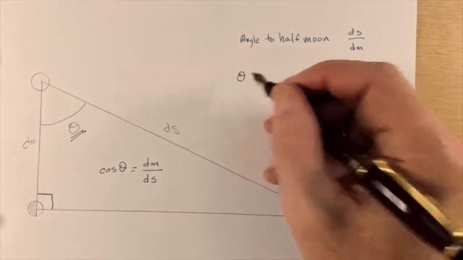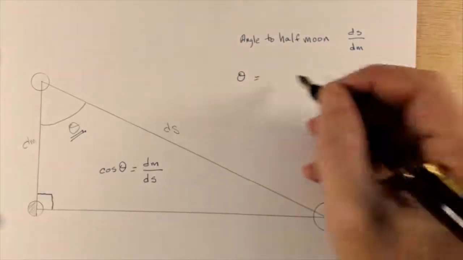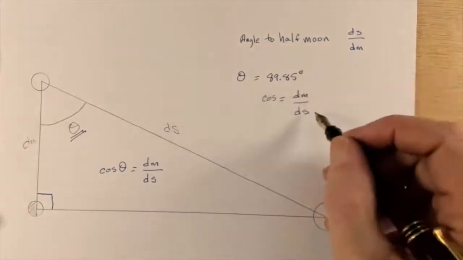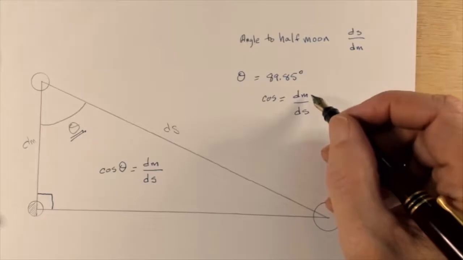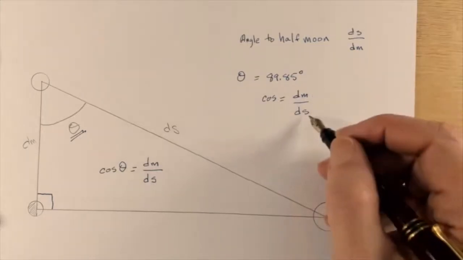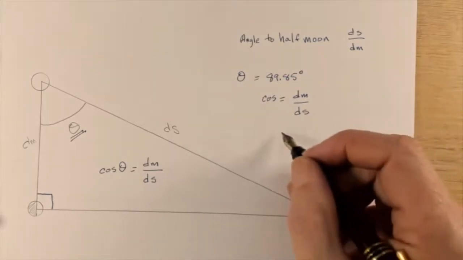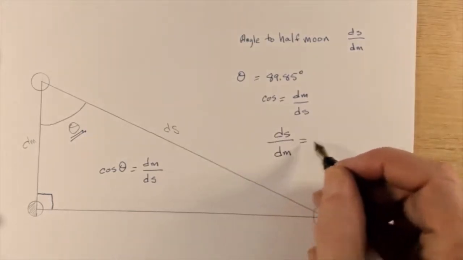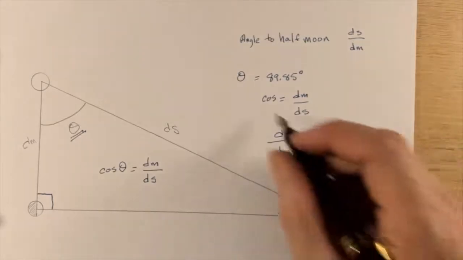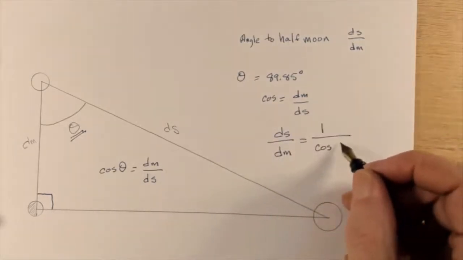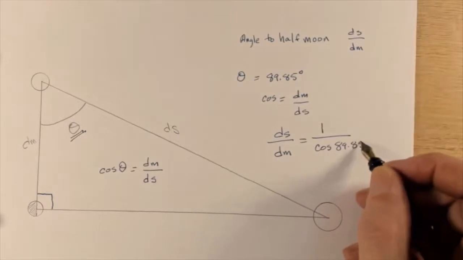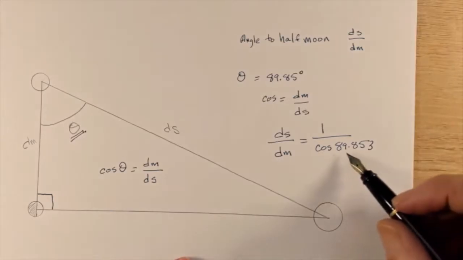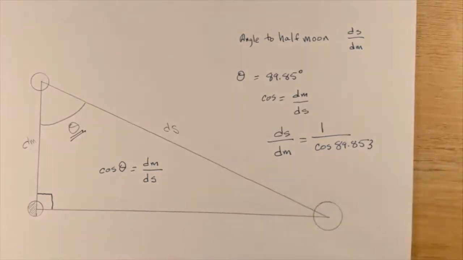Angle theta, by modern determinations, is 89.85 degrees. Now, we want to determine the distance to the sun in terms of distance to the moon. We're going to have to invert these equations. So, distance to the sun over the distance to the moon equals 1 over the cosine of 89.85 degrees. Now, just for precision, we'll put in the full modern measurement, which is 89.853 degrees.